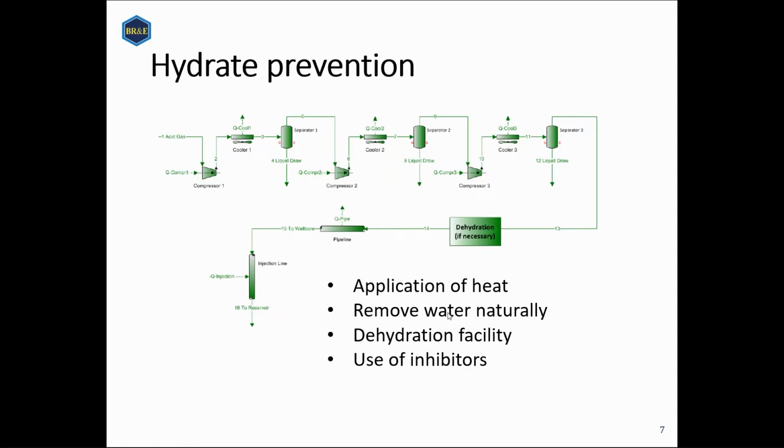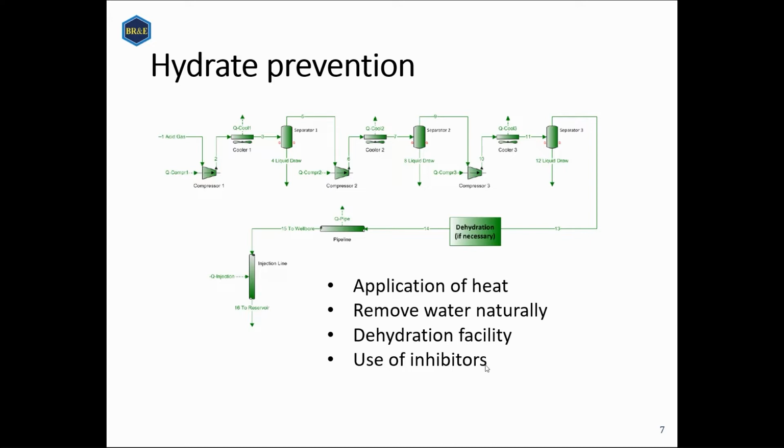Another way to avoid those hydrates is to apply heat before going to the pipeline. So some form of line heater could keep that lowest observed temperature higher than that solid formation temperature and keep you from forming those hydrates just based on the operating temperatures you're working with. Another way is to remove that water naturally, like we were just talking about with this liquid dropout system. If that's not enough, you might have to put a dehydration facility in here. That could be a mole sieve, it could be a glycol system, whatever is most applicable there.